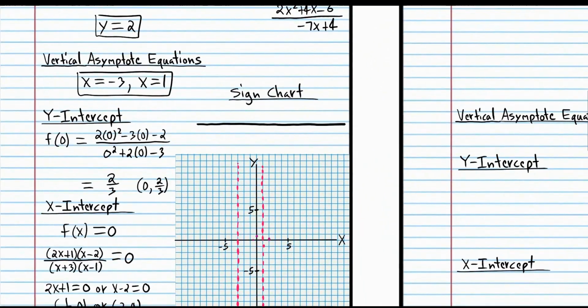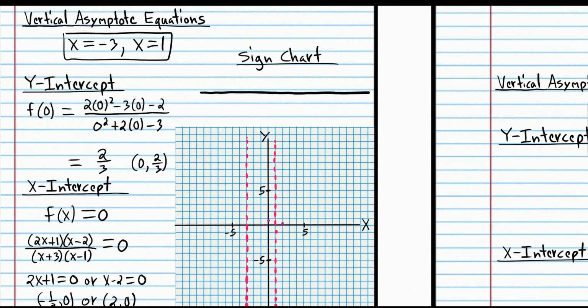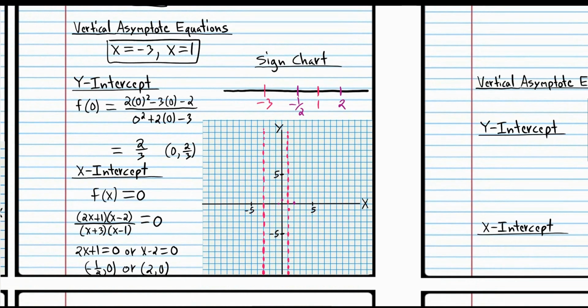And let's see, let's do a sign chart. So we have 1 and -3 and 2. So you want to get the x-intercepts and the vertical asymptotes on our sign chart. And again, the spacing may not be precise. That really doesn't matter. You don't have to sit there and worry about the spacing being completely correct.